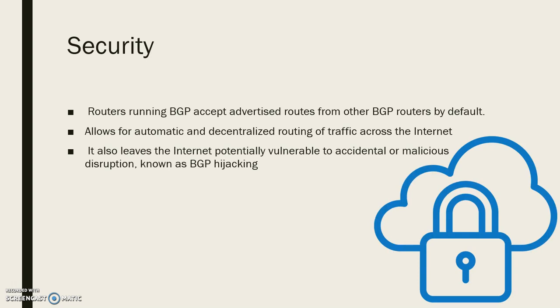Next, we got security. Alright, so by design, routers running BGP accept advertised routes from other BGP routers by default. This allows for automatic, decentralized routing of traffic across the internet, but it also leaves the internet potentially vulnerable to accidental or malicious disruption, known as BGP hijacking.